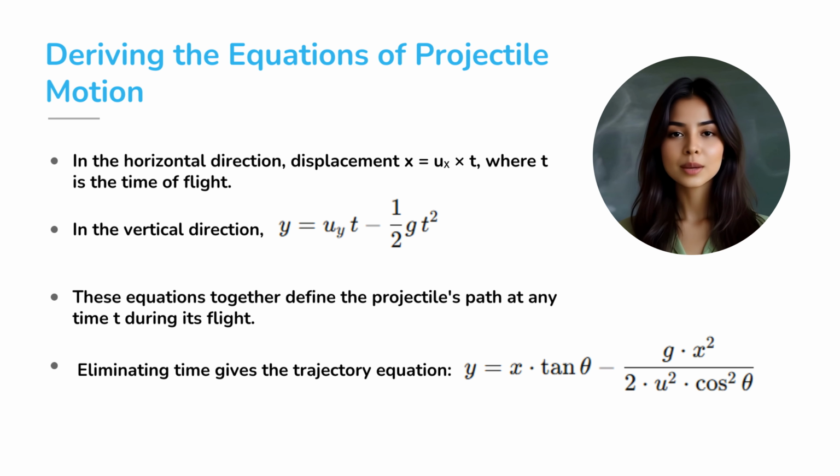But we can go a step further. By eliminating time from these expressions, we get the trajectory equation y equals x multiplied by tangent theta minus open bracket g multiplied by x squared divided by 2 multiplied by u squared multiplied by cosine squared theta close bracket.